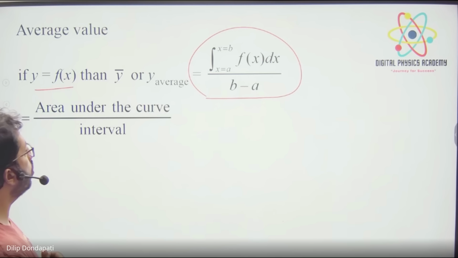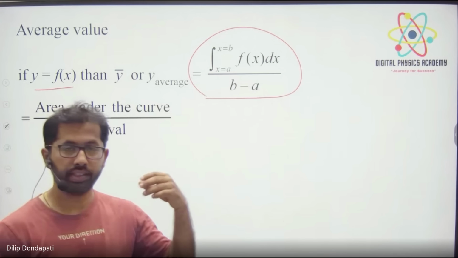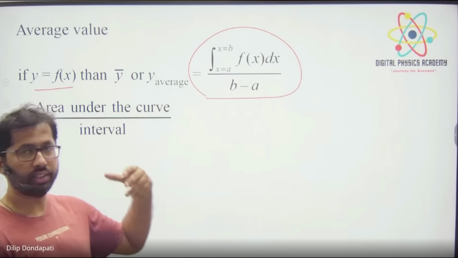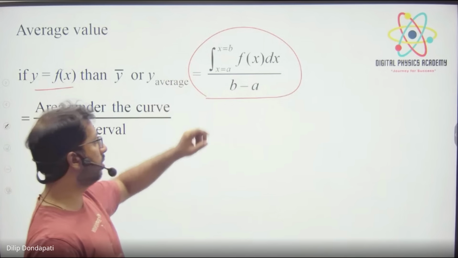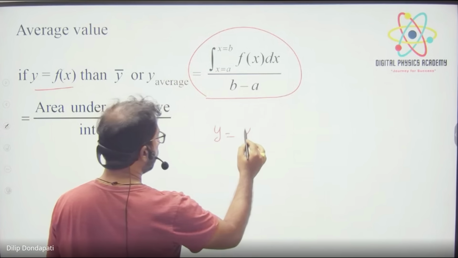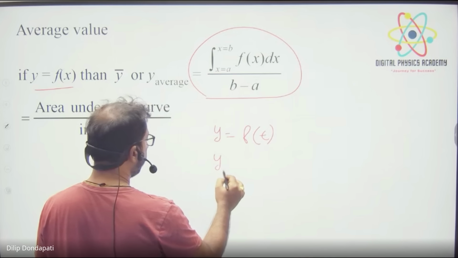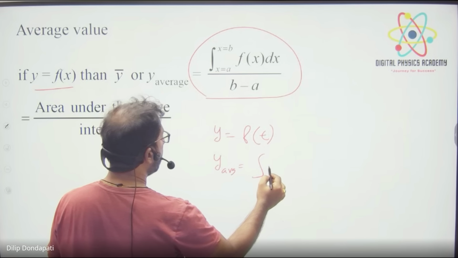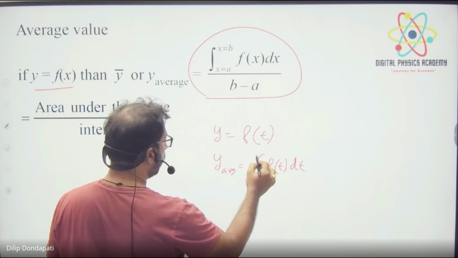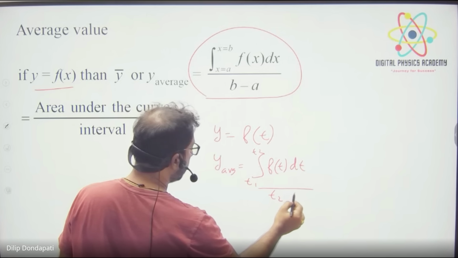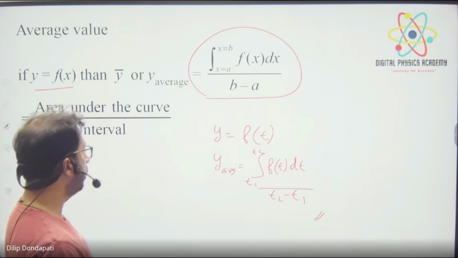Any average value we have to find by using this formula. This formula will be helpful to find average velocity, average acceleration, average power, average current, anything. Suppose y is a function of time. Now what will the y average formula be? Integral f of t dt, with limits from t1 to t2, divided by t2 minus t1. This formula, for anything.